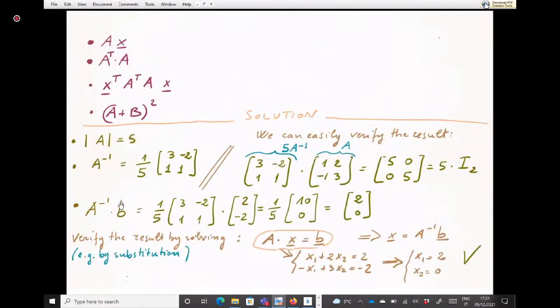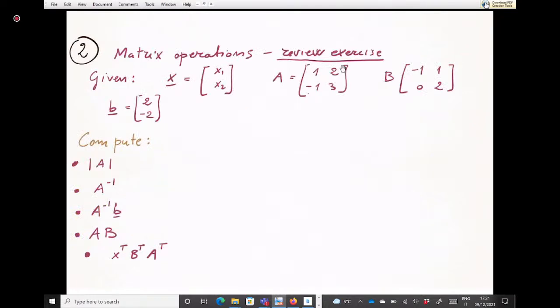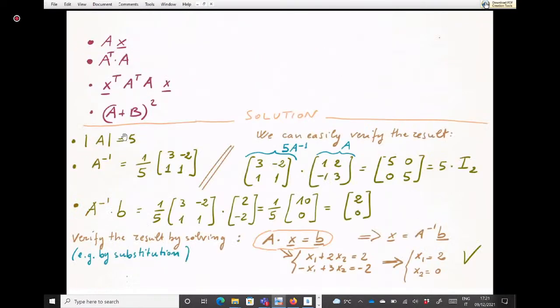So the first question, determinant of A, of course, the determinant of A is 3 plus 2 equal to 5. Now, matrix A minus 1. So this is also a review of the basic rules, okay? Matrix A minus 1 is the inverse of A. We know that the inverse of A exists because the determinant of A is different from 0. And the necessary and sufficient condition for a square matrix to have a unique inverse is that the determinant is different from 0.